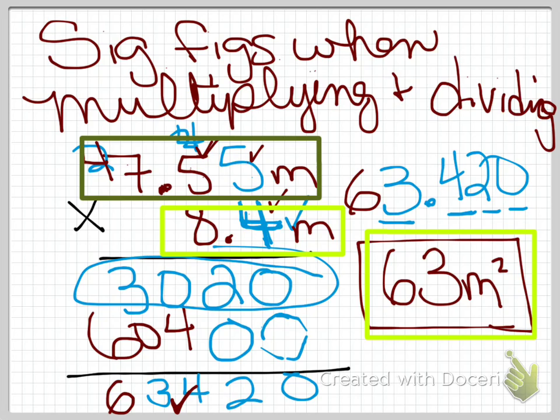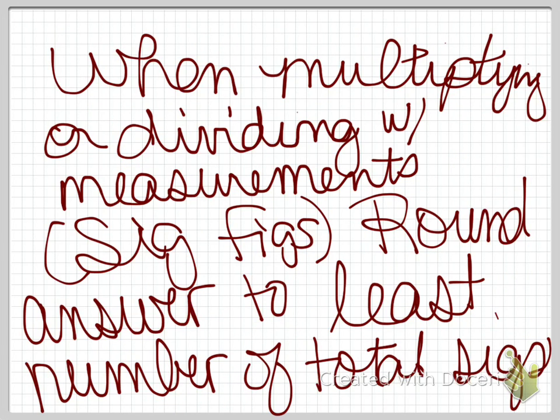Whichever one has 2. Okay? Now 8.4 is a bigger number. Doesn't matter which number is bigger. It's which one has fewer sig figs in it. That's the rule. That's the rule. Alright? Whichever one has the least number of total sig figs, that's what you round your answer to.